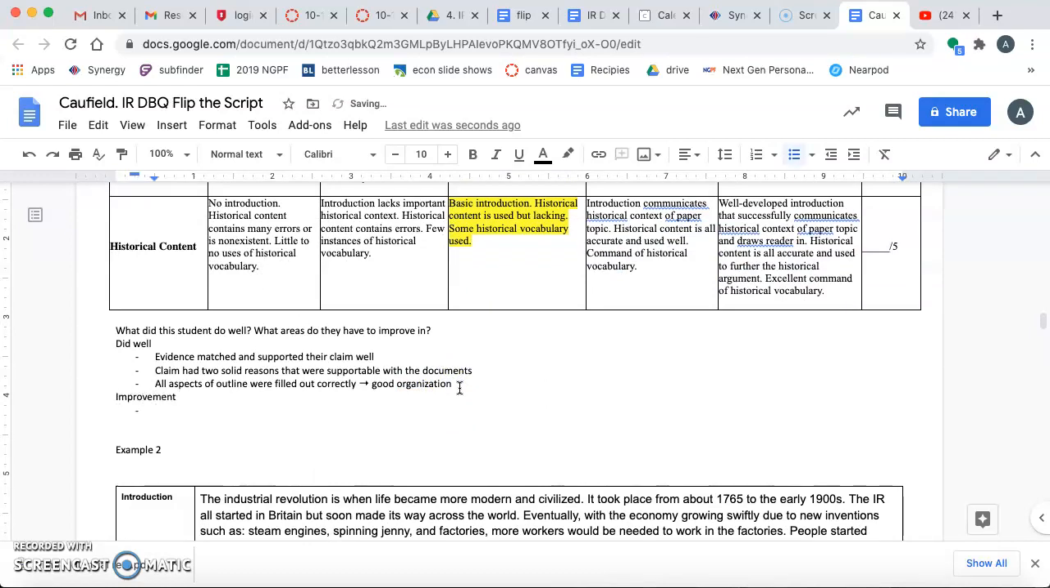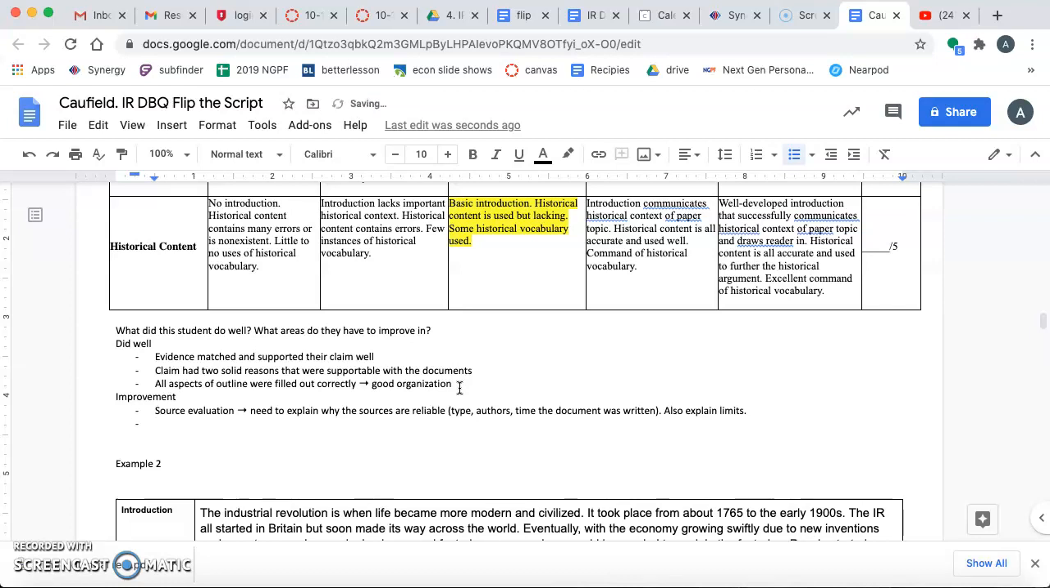I would think that this person could definitely improve on source evaluation. Need to explain why the sources are reliable. If we're thinking about the type of document, the authors of the document, the time the document was written, okay? Also explain limits. If you're going to say it's a limit that it's a secondary source, you need to tell me why you think it's a limit, because sometimes secondary sources are positive. Analysis: cause and effect, big picture, and convince me.